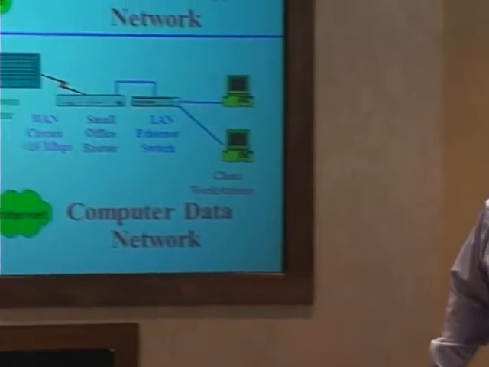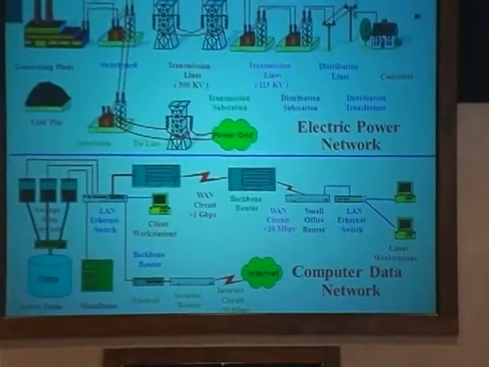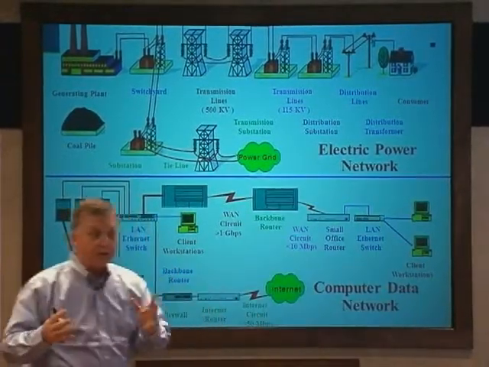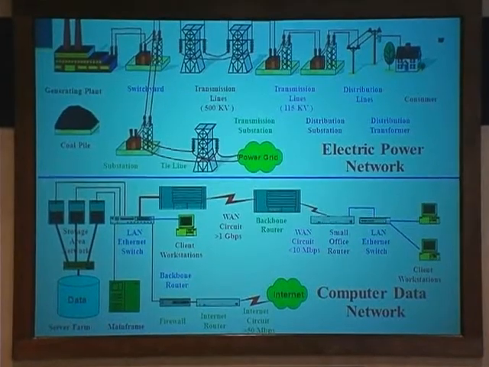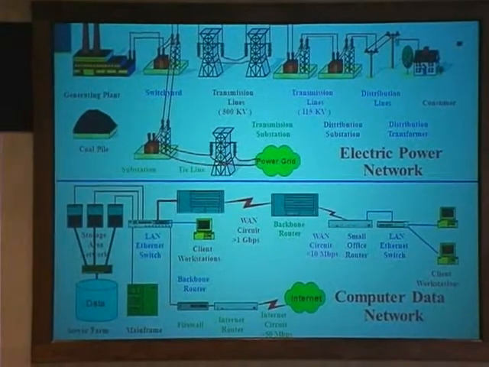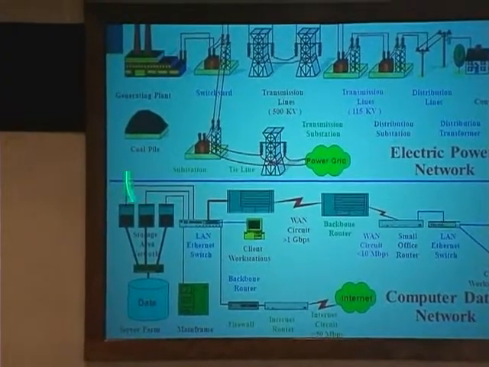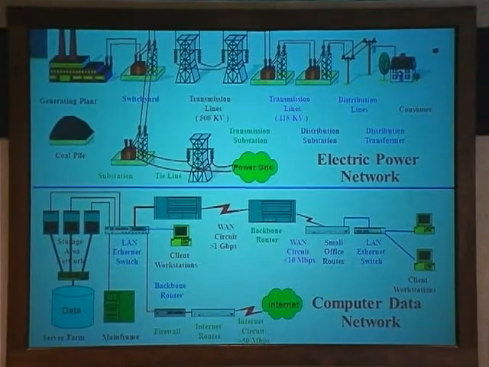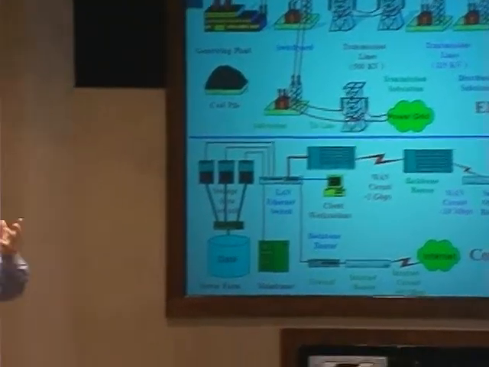Okay? I love this drawing. It's a little busy, but I want to explain it to you and give you an analysis to understand the differences and similarities between the electric network and a general computer network, an information network. We've been talking about the electric infrastructure, and it all starts at the generating plant, right? You take the fuel, convert it into electricity, and start feeding it out to the world. That's where it all starts.